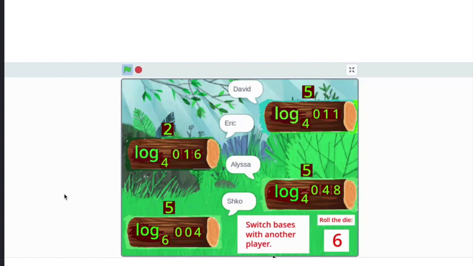So if you got that, you could just say, David, I want Shko's 6, and you could just basically give him your 4. Or roll again. Switch the bases of the powers of any 2 other players, so you can mess things up for someone else. These are the ones with the log rules, which we're not going to worry about today, but with students, I would kind of emphasize those extra rules.